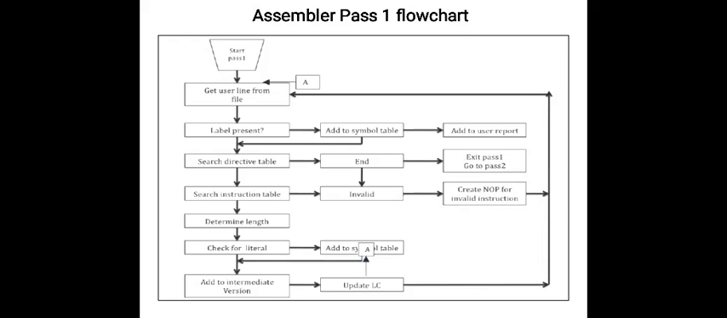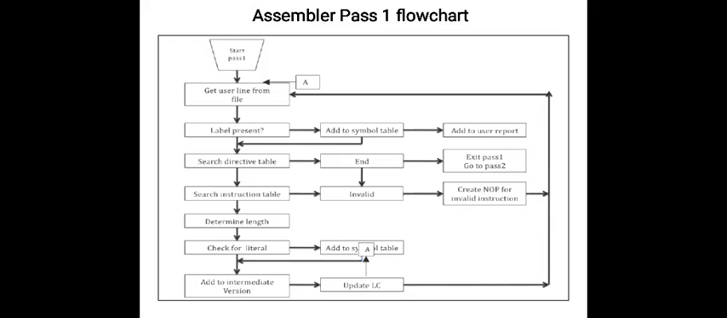Else we go for searching the instruction table. We check it, and if an instruction is obtained, then we go for determining its length. Otherwise, from the end we come to invalid and create a NOP for the invalid instruction. Then from there we move back to the first step in our flowchart.